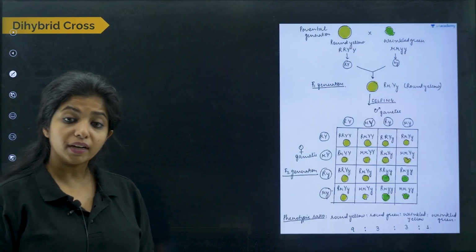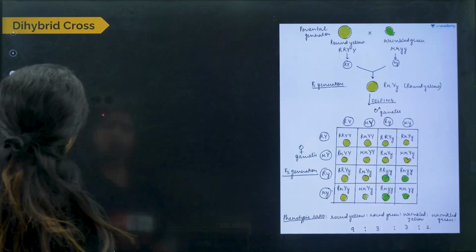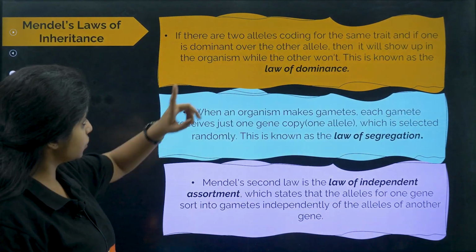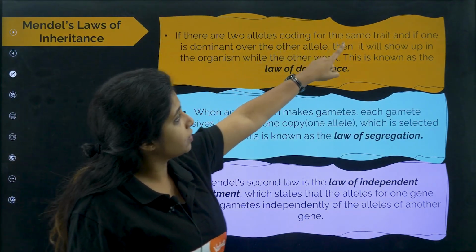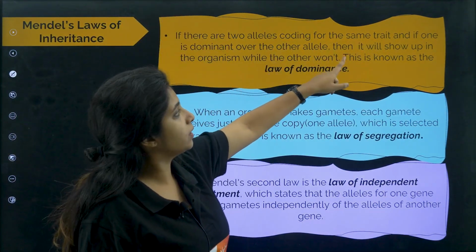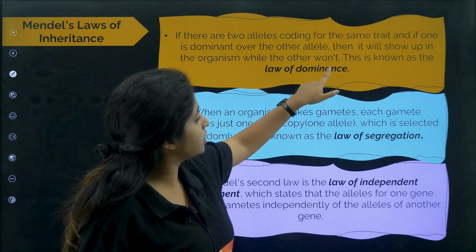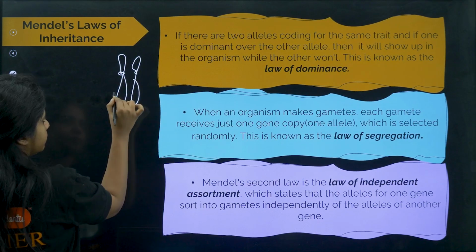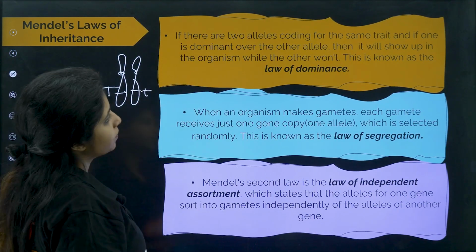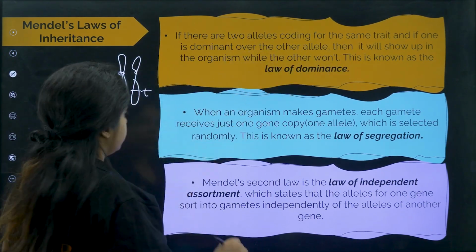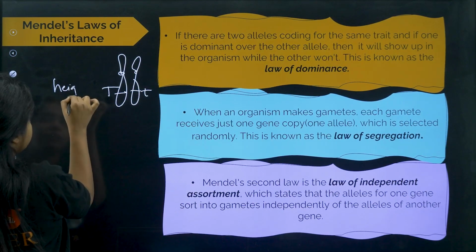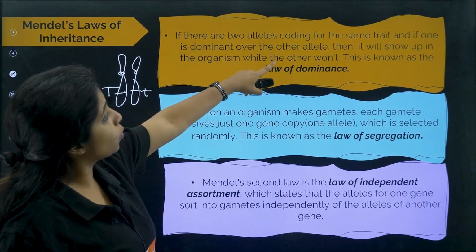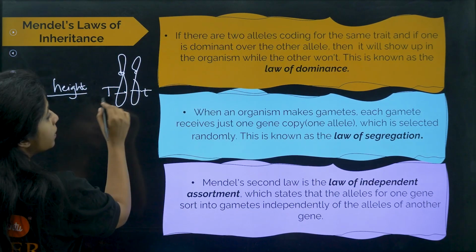And what did he understand after doing the monohybrid cross? These were the two laws that he gave. Let's see them. If there are two alleles coding for the same trait, and one is dominant over the other allele, then it will show up in the organism while the other won't. Suppose there are two alleles coding for the same trait, that is height. If one is dominant over the other allele, then it will show up in the organism.